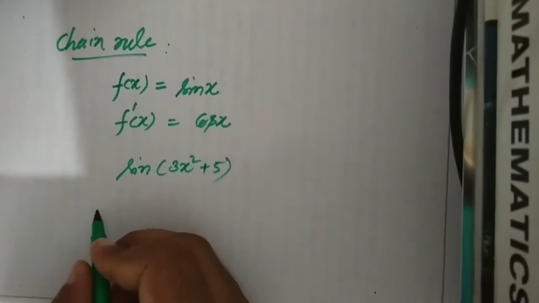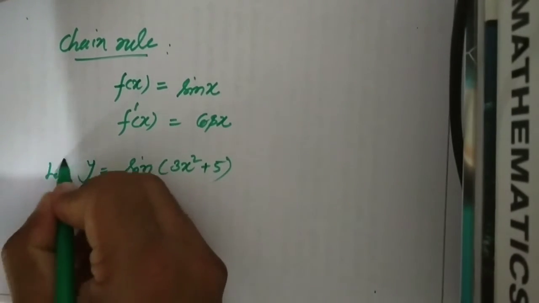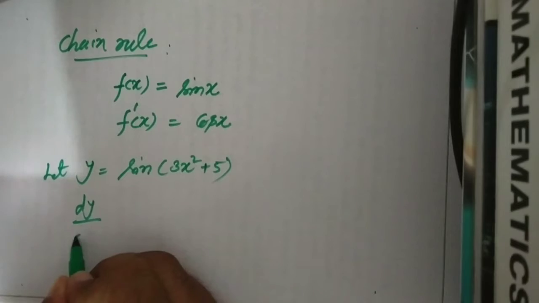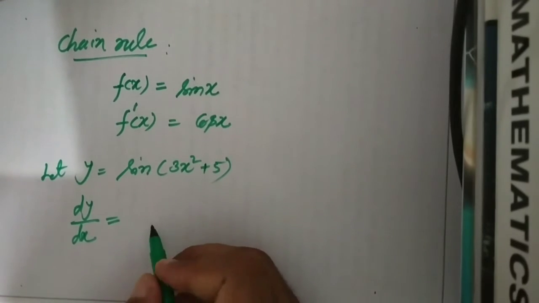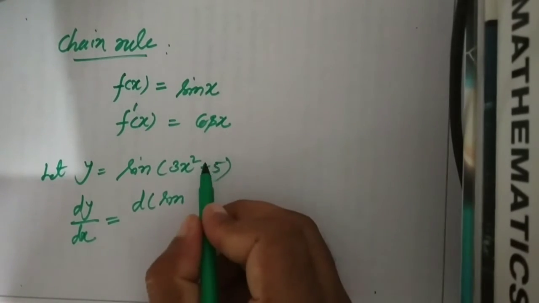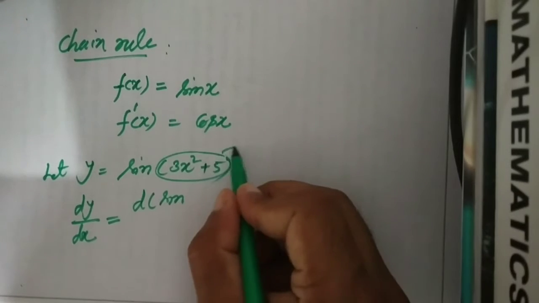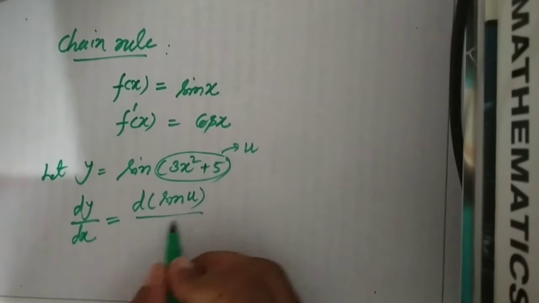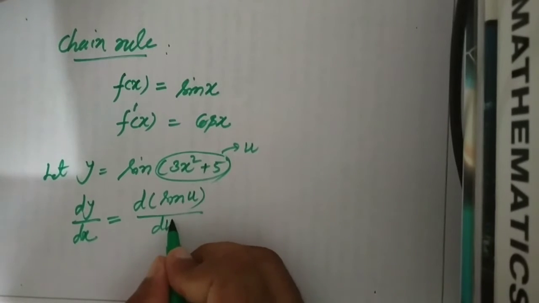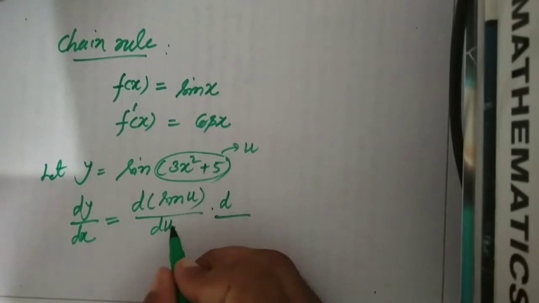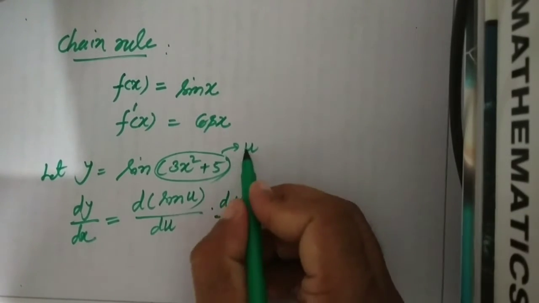So how do we do this? First, let y equal sine of 3x squared plus 5, and we have to find dy by dx. The whole thing inside the sine we can take as u. So we are ultimately differentiating sine u. With respect to u, you differentiate the sine function, and since u is a function of x, u is also differentiated with respect to x.